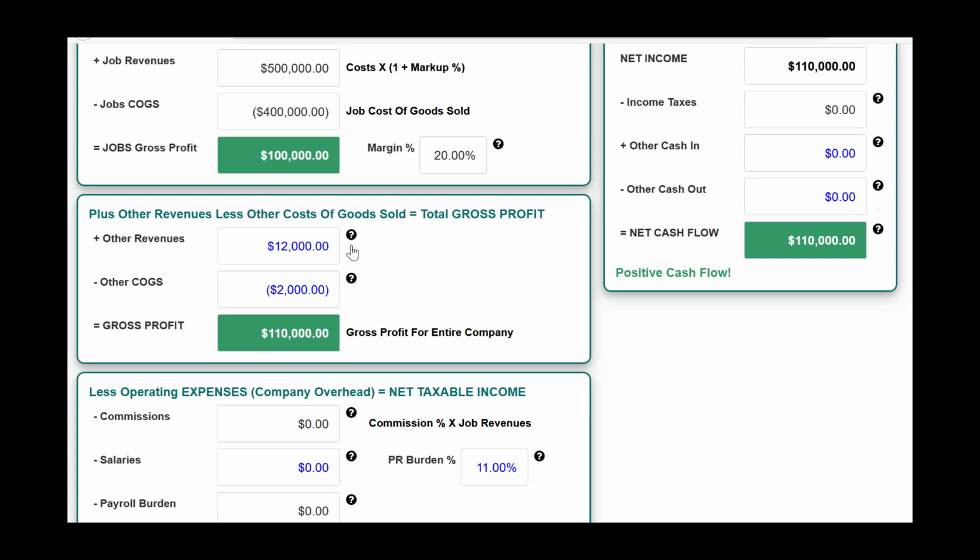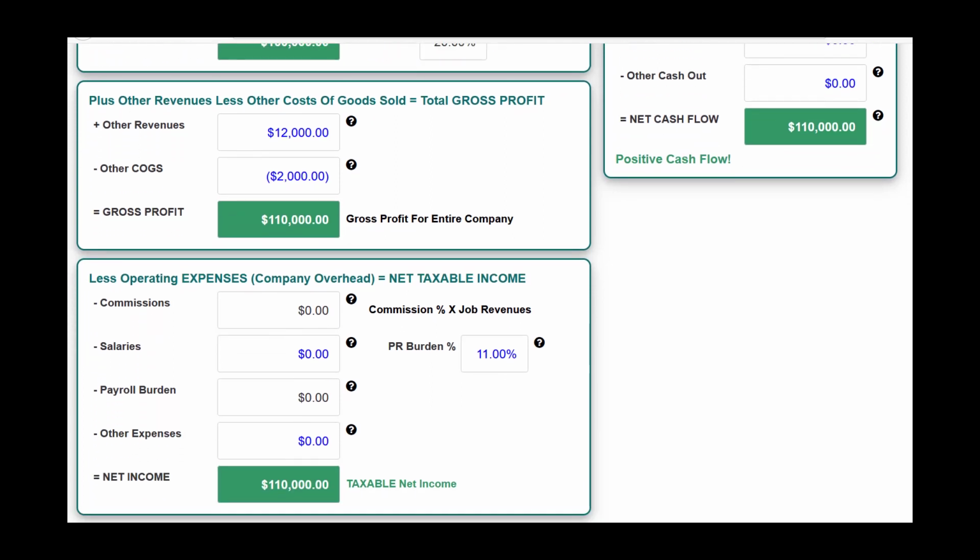Now notice that we've added $10,000 to gross profit for the entire company. Up here we say jobs gross profit, so that you can just play with your markup percent and see how that changes. And then down here we might add in a little bit more gross profit that the company is making. So now we're making $110,000. So let's move on down and talk about operating expenses.